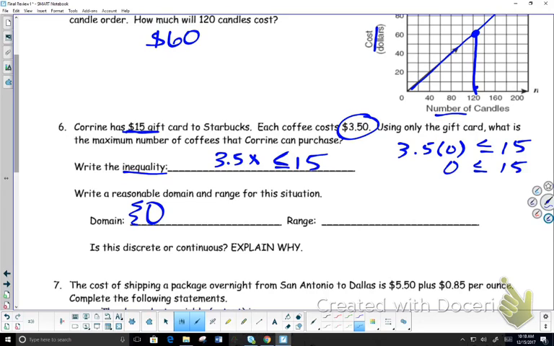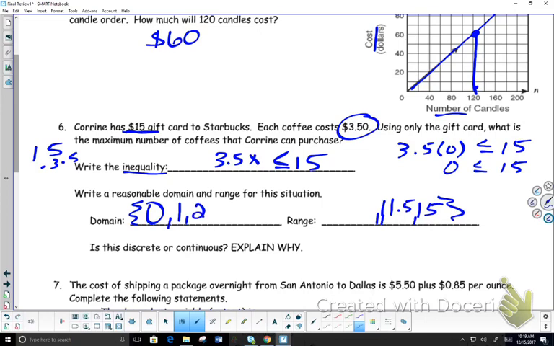If I spend nothing off the card, I've still got $15, okay? Then you have, well, what if she buys 1 cup of coffee? Well, if she buys 1 cup of coffee, it would be 15 minus 3.50, wouldn't it? Which would leave her with $11.50. Notice how I'm writing this right side backwards? The reason I am is because you have to put it in order, from least to greatest.